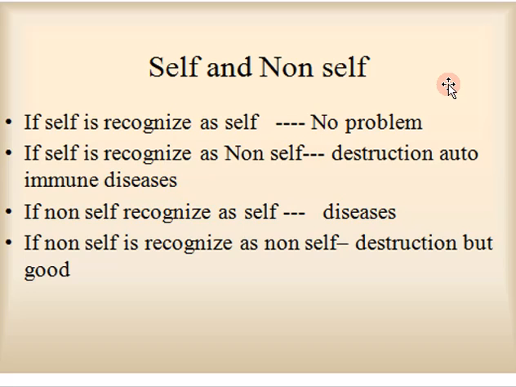So self and non-self. If our body cells are recognized as self by the natural killer cells, those destroyers, the cells which destroy foreign particles, then there is no problem. This is what you have to understand. If self is recognized as non-self, it destroys and ultimately leads to autoimmune disease. Autoimmune disease. If non-self is recognized as self, now this is a problem.